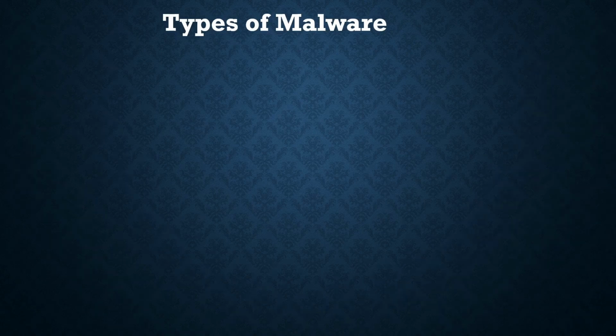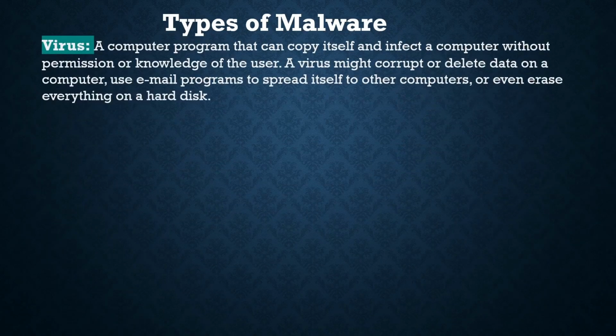So the first malware is virus. A virus is a computer program that can copy itself and infect a computer without the permission or knowledge of the user. A virus might corrupt or delete data on a computer, use an email program to spread itself to other computers, or even erase everything on a hard disk. So it is a very dangerous type of malware, that is virus.